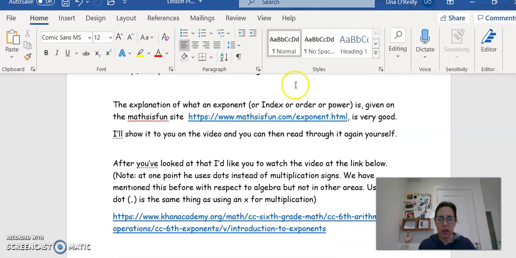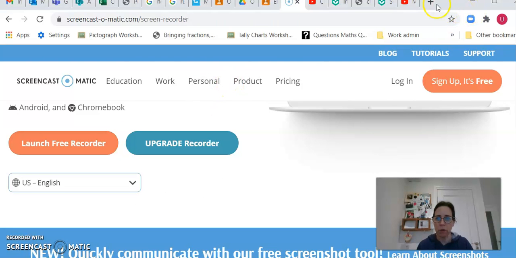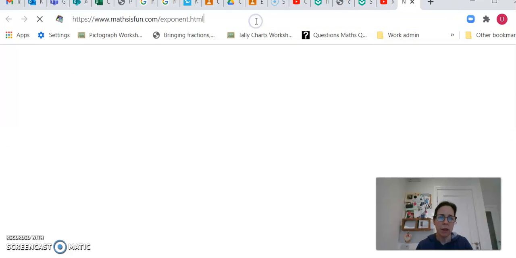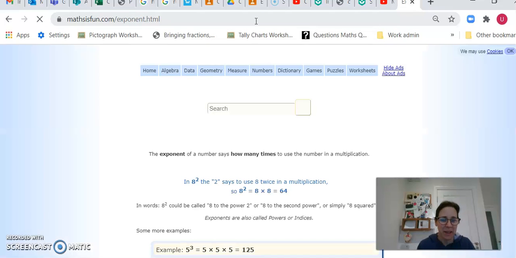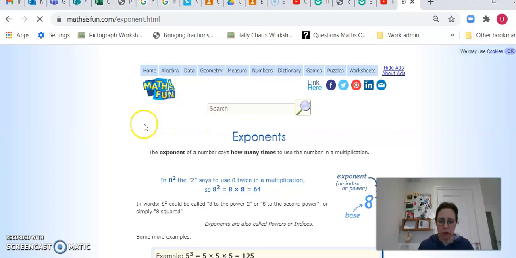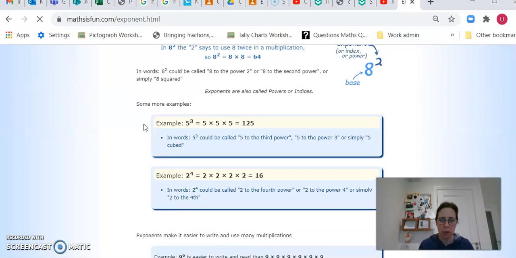Now, the explanation of what an exponent or index or order or power is given in the Maths Fun site at this location is very good. And actually, let me just go to it. I don't think I have it open, so I apologize. I should have had that open for you. But let's just go in here and have a look at that, because it's really simple. Hopefully this will come up in a second. Yeah, this is what I want. Okay. So this is the Maths Fun website. We use this a lot. It's a really good website. And I'm just going to scroll down a little bit so you can see it.